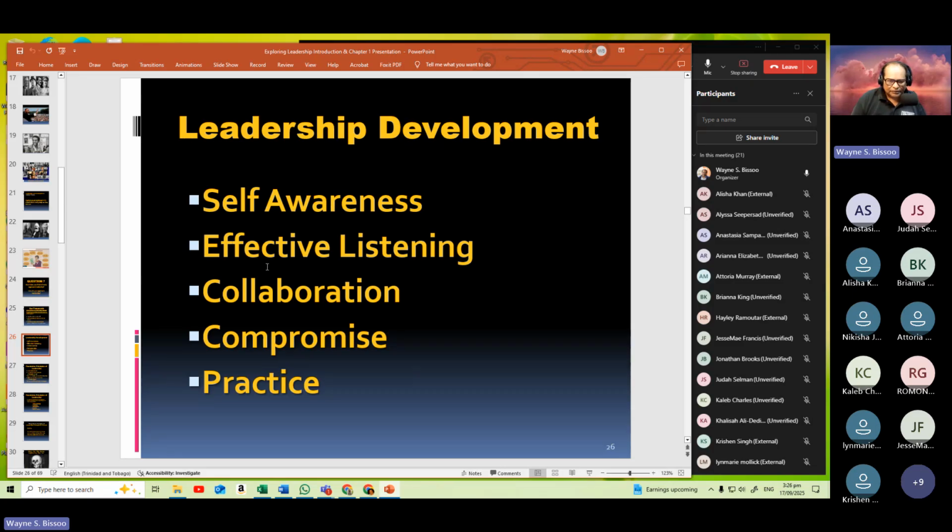We have to be able to effectively listen to other people. We have to engage in collaborative exercises. That collaboration requires that we exercise compromise, because we can't get things our own way, and we have to be constantly practicing these things all the time. Of these five elements here, one of the most difficult to engage in is effective listening.